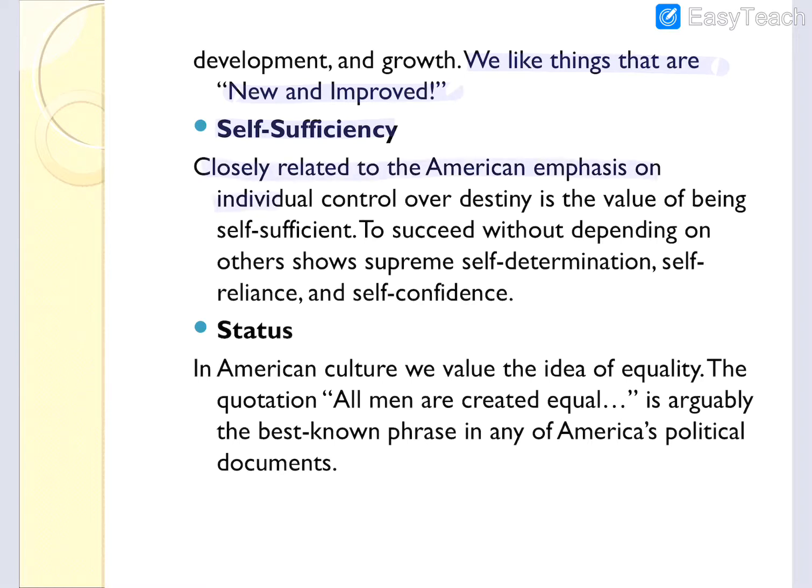Next is self-sufficiency. Closely related to the American emphasis on individual control over destiny is the value of being self-sufficient. To succeed without depending on others shows supreme self-determination, self-reliance, and also self-confidence. Okay, next is status. In American culture, we value the idea of equality. The quotation "all men are created equal" is arguably the best known phrase in any American political document. So they always use equality. Everything is equality.